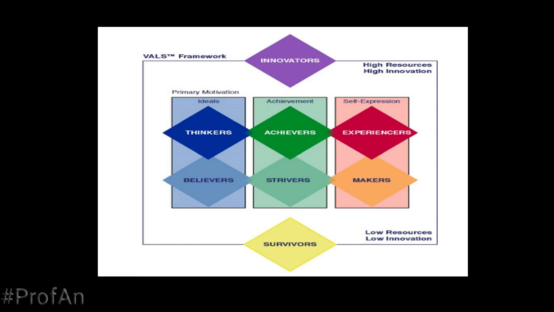At the top of the rectangle, if you see, there are innovators who have such high resources that they could have any of the three primary motivations. At the bottom of the rectangle are the survivors who live complacently within their means without a strong primary motivation of the types listed above. Now, the V.A.L.S framework gives more details about each of the 8 groups. Let us understand one by one.